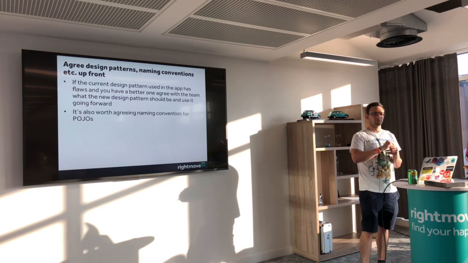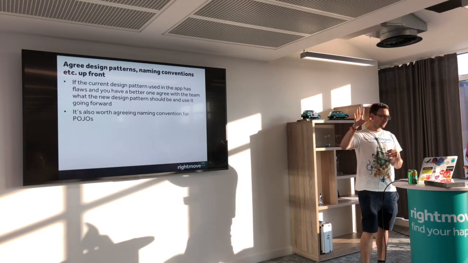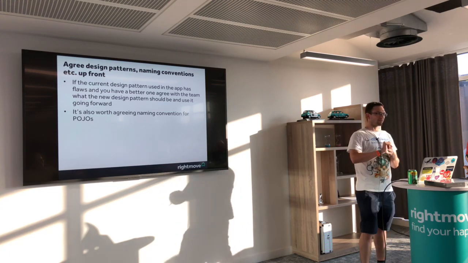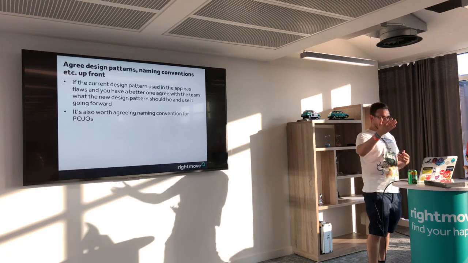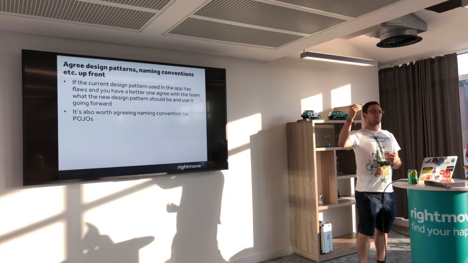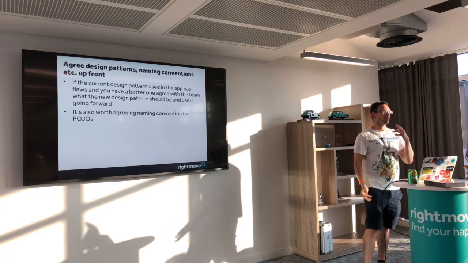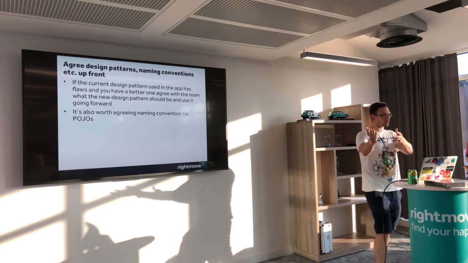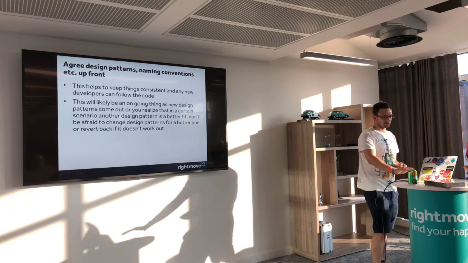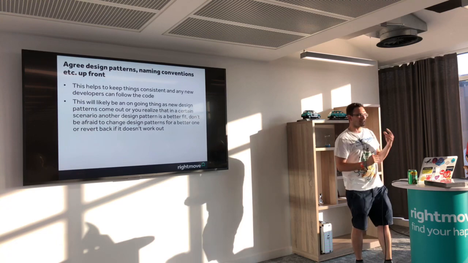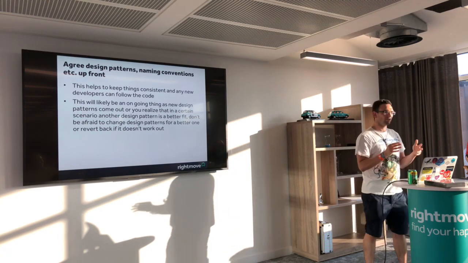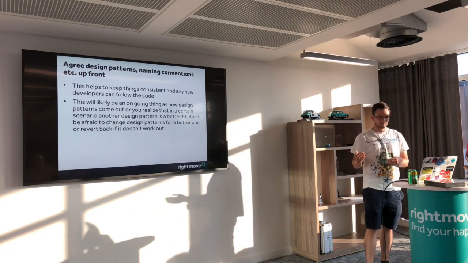I would also recommend having a naming convention for POJOs. So for example, when we call a URL, and we're going to put something on a request, we append it with the word request so we know where it's going. If we get something back from the URL, we append it with the word response so we know where it's coming from. This helps keep things consistent and it'll allow any new developers coming in to follow the same structure.